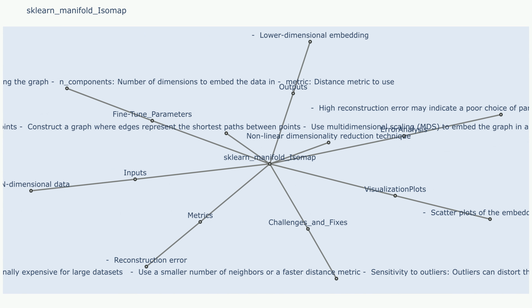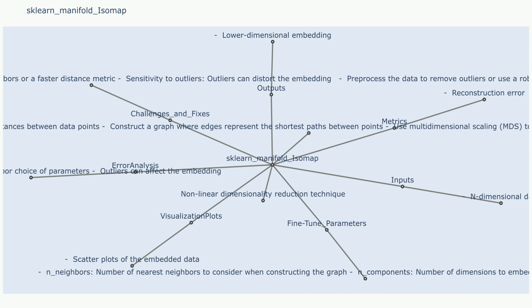Fixes to challenge 1. Reduce the number of neighbors, n_neighbors. This reduces the computational complexity of the shortest path calculation. Use a more efficient algorithm for shortest path computation. Consider using specialized graph algorithms, such as Dijkstra's algorithm or the Floyd-Warshall algorithm, for more efficient shortest path computation.